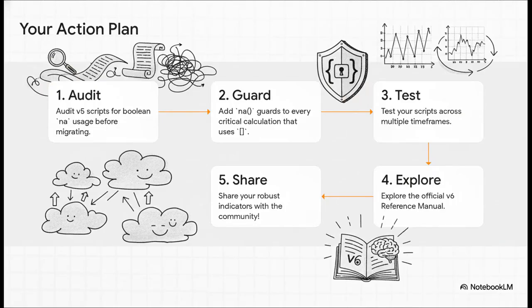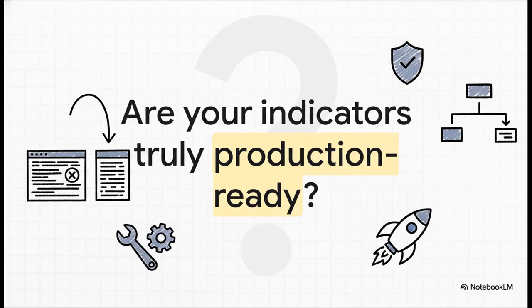So, what should you do next? Here is your action plan. First, if you have old scripts, go audit them for those v5 specific NA behaviors we talked about. For all your new code, get in the habit of adding NA guards around any historical lookups. And this one's crucial. Test your scripts on different timeframes. A script that works fine on a daily chart might fall apart on a 1-minute chart where there's way less history.